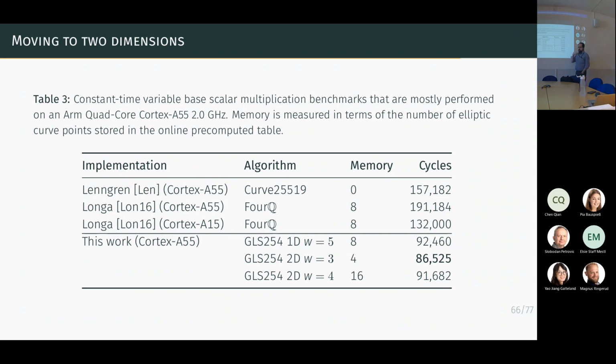This is the 4Q curve. 4Q is special because it has 2 endomorphisms. So it uses different ideas to decompose the scalar into 4 smaller subscalars. So it's a very special curve.